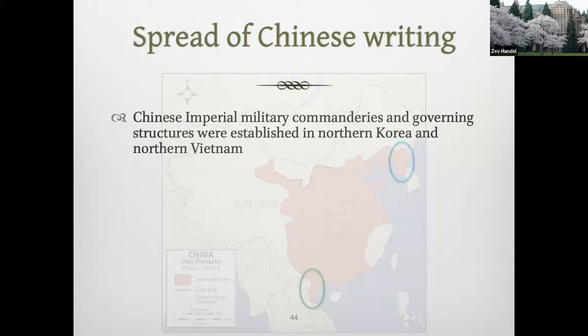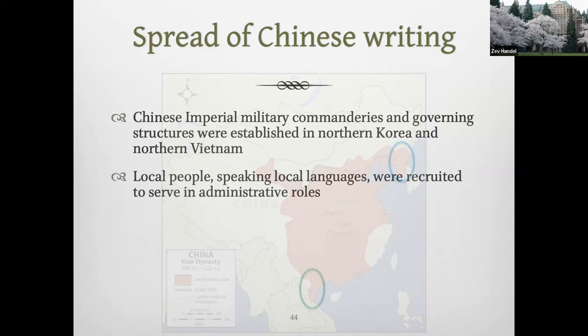So you have a military command set up in these areas. You have an administrative bureaucracy set up in these areas, and you need people who can read and write to serve in your administration and can also speak the local languages to talk to the people you're ruling over. You need scribes. You need people who are local and speak the local languages, but who are taught to read and write Chinese. And that's how you administer your empire.